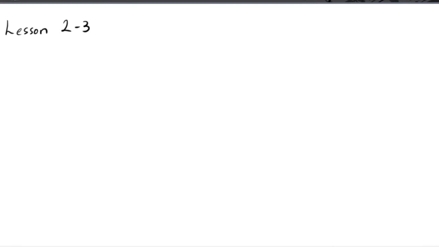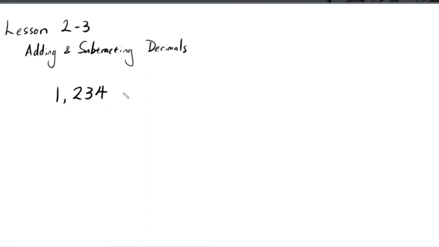All right, so lesson 2-3 has to do with adding and subtracting decimals. Now, the only thing that we really have to review before we jump into adding and subtracting decimals is if we have a statement such as 1,234 plus 789, we always try to line these up vertically, which means we stack them on top of each other.